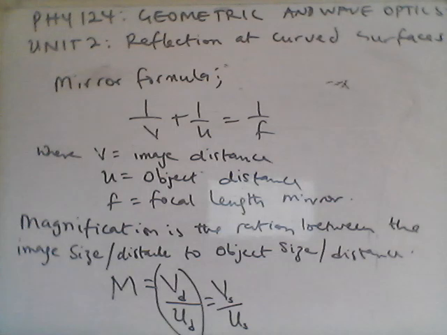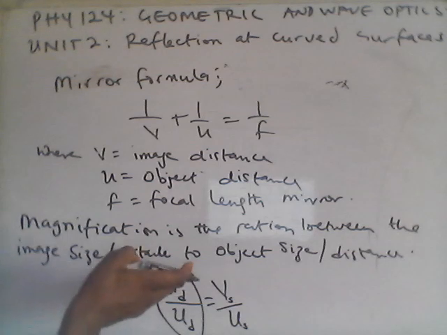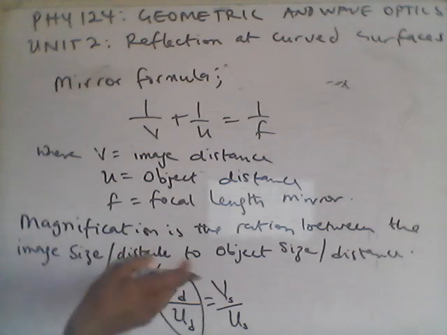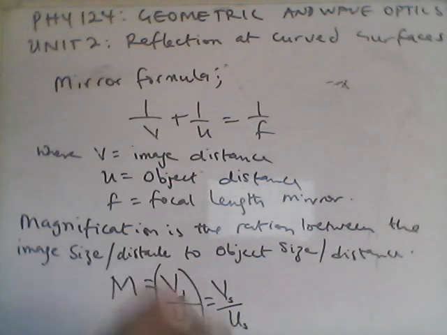So magnification is actually without any units because it is a ratio of two lengths. So it is just a number that you get. It's just a ratio between the length or the size of image to object. So that is what magnification is. We'll look at practical examples and some calculations.